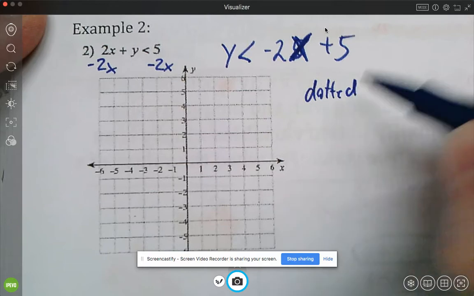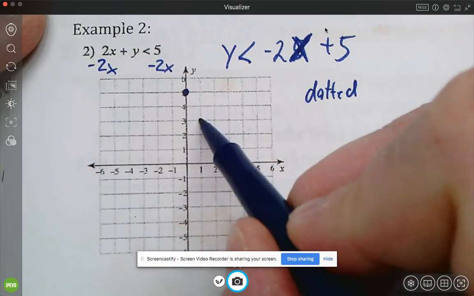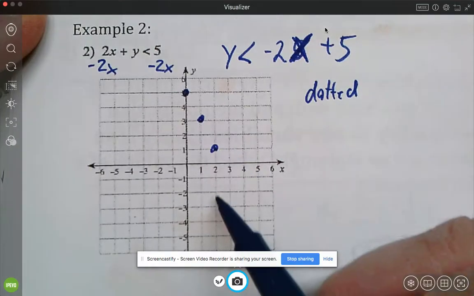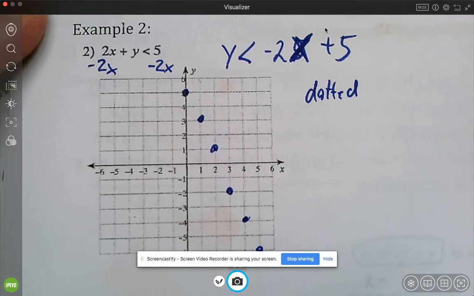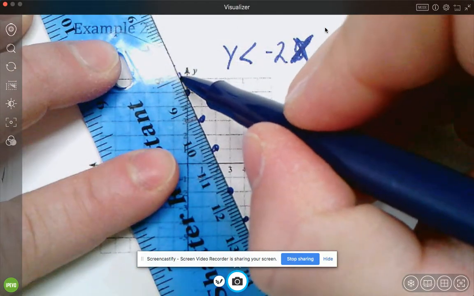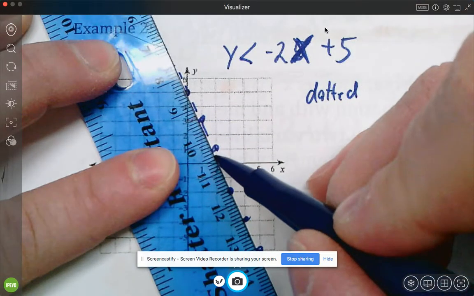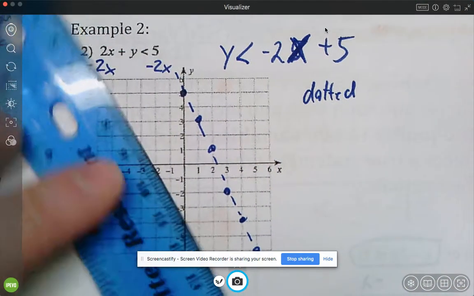Dotted. All right, so let's start at 5. Down 2, right 1. Down 2, right 1. Down 2, right 1. Then we make a dotted, dashed line here. Again, anything on this line is technically not part of the solution set, so that's why it's dotted.